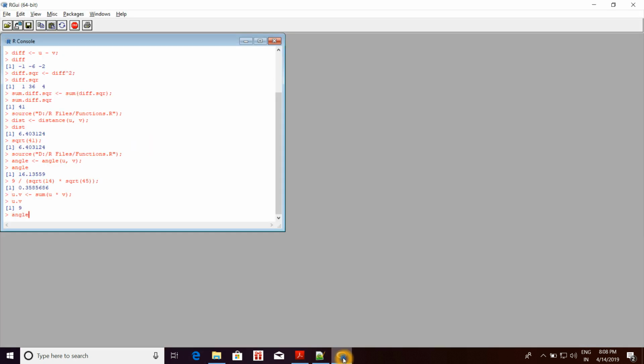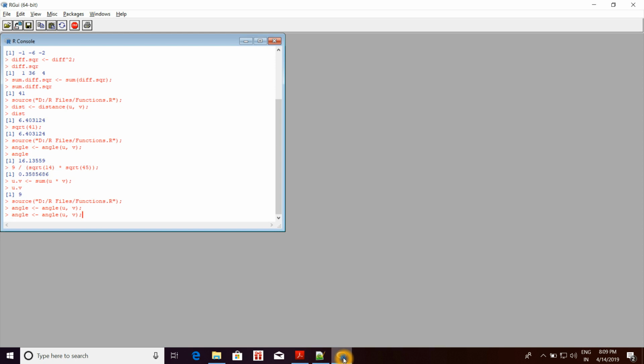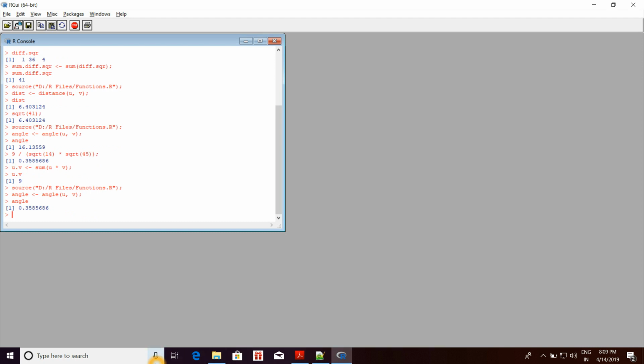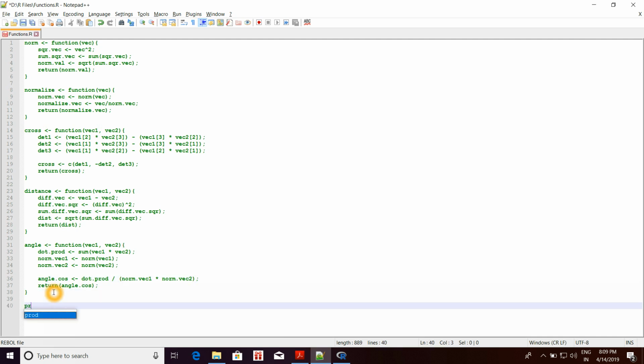Next we have to load the source again, and again we have to call the angle function, and this is it. This angle is same. Next we will calculate the projection. So projection is equals to a function.